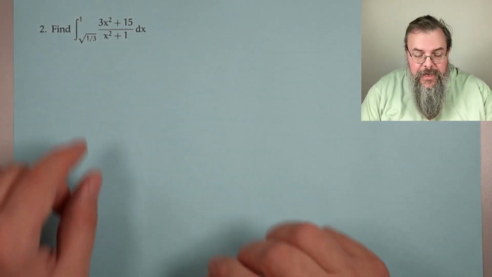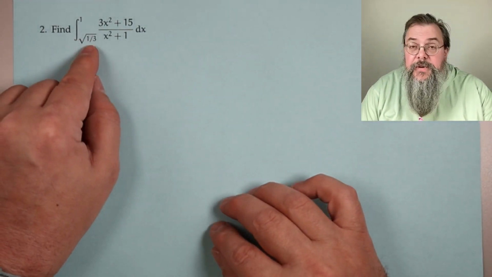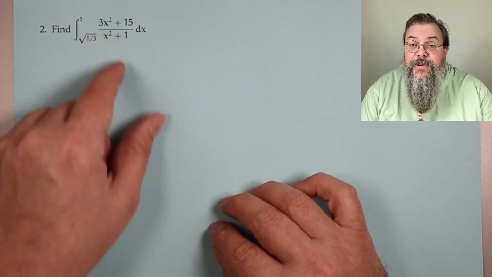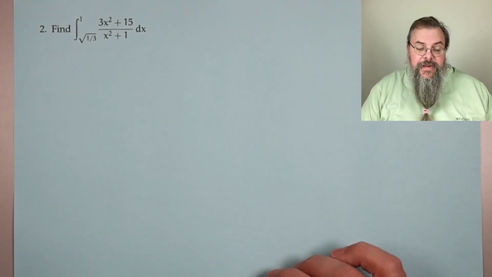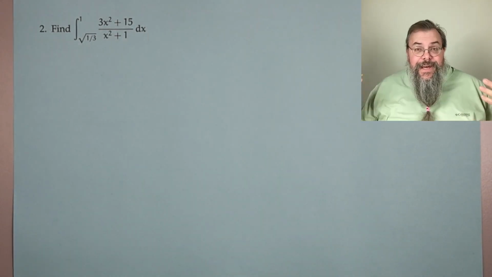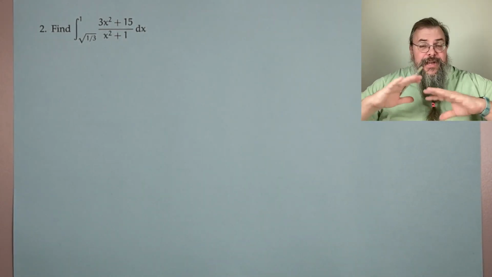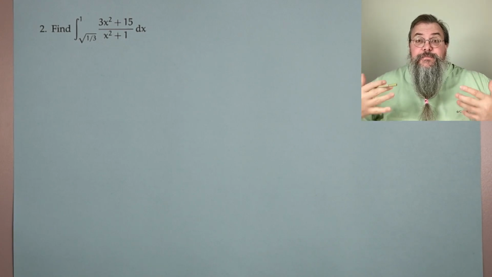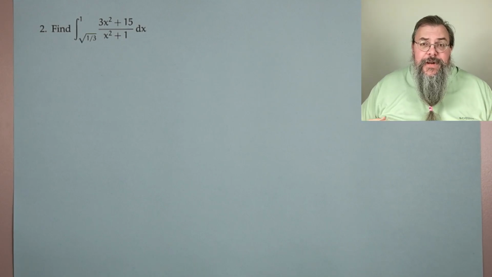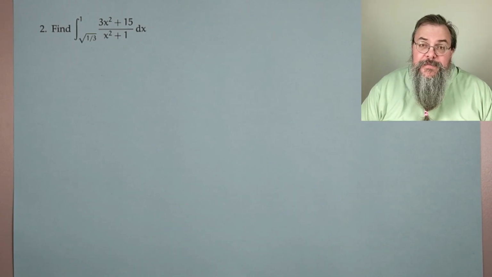Find the integral, and we have bounds, square root of a third to 1, of 3x squared plus 15 over x squared plus 1. All right, good. So this is a definite integral. And this is one that we're not going to try to use any geometry on. We're going to use our big tool. What's our big tool? The fundamental theorem. Because that seems like it's going to be very fundamental for us to solve these types of problems.